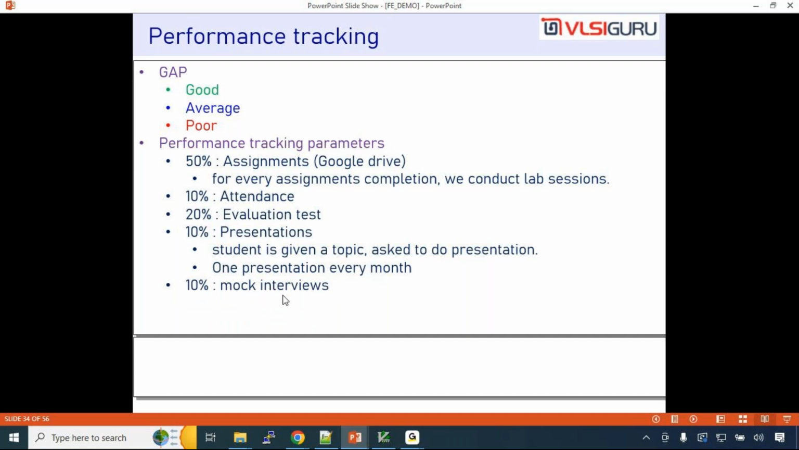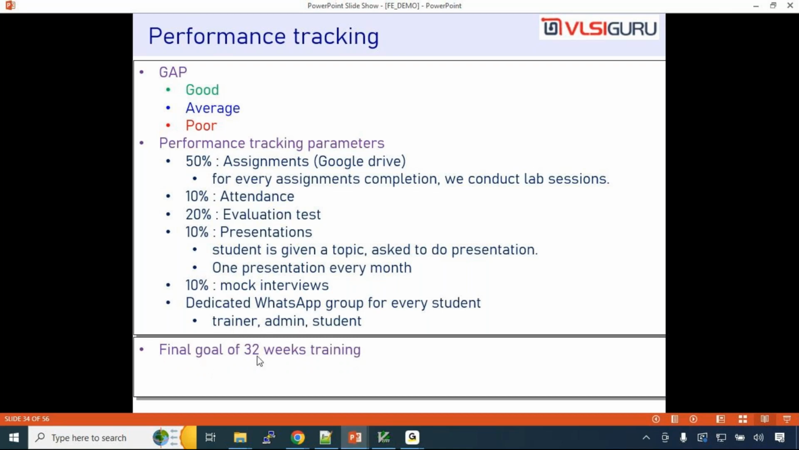10% mock interview. Every month there will be a mock interview just to help you understand where to improve and all that. For every student, there will be a dedicated WhatsApp group to track and to support you. In that WhatsApp group, trainer will be there, admin will be there, student will be there. For any technical support, trainer will help you.